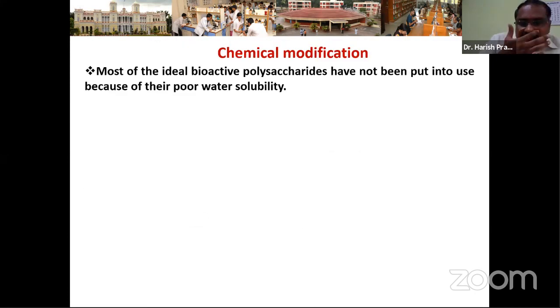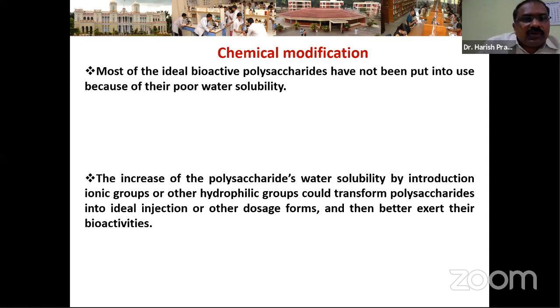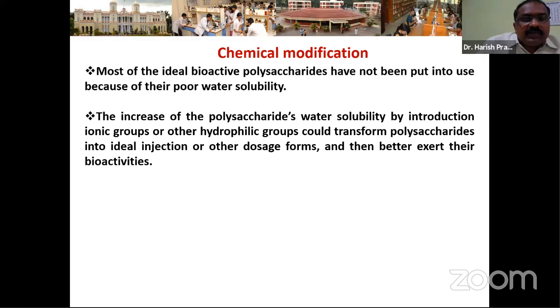So why do we need chemical modification? As I told, most bioactive polysaccharides, even if they are bioactive, cannot be used because they have very poor water solubility. For increasing the water solubility, the increase of polysaccharide solubility will always be done either by introducing ionic groups or hydrophilic groups, as I told you, like carboxymethylation, hydroxypropylation. These you can do straight away to this polysaccharide, keeping its bioactive nature intact. The modification can be done, and this will easily enter into a solution.